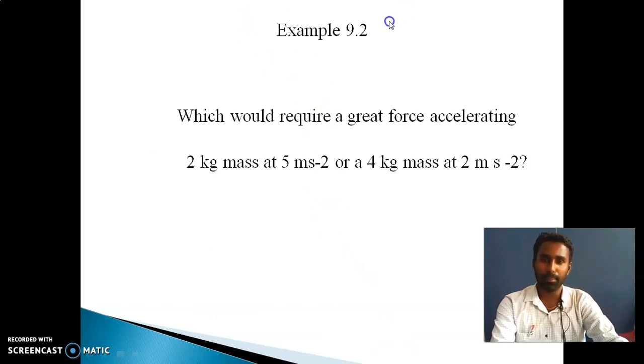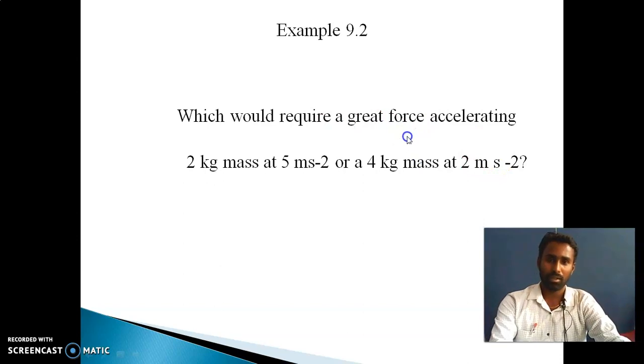Okay, the next example 9.2. If you have a book, take the book. Even the book also gives it, but anyway you have to know how to solve this problem. Which would require a greater force: accelerating a 2 kg mass at 5 meter second power minus 2, or a 4 kg mass at 2 meter second power minus 2? So this is the question. They gave two options. That means in the first case they gave mass and acceleration, and in the second case also they gave mass and acceleration. We need to find which one produces a greater force.